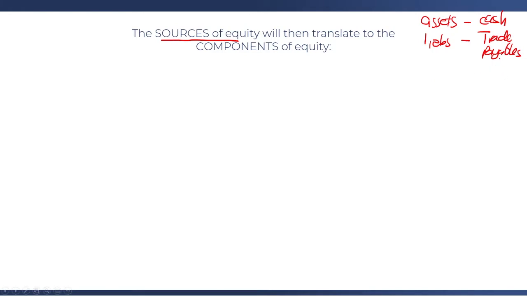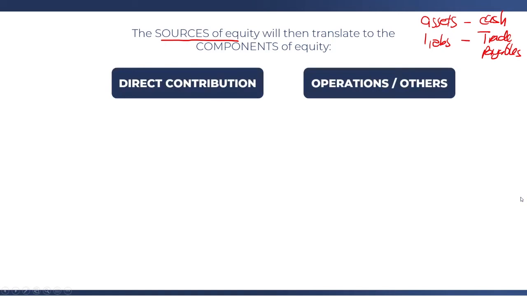So the components of equity will largely depend on its source. And this is true for almost all companies right now. Unlike assets and liabilities, the components of equity are pretty standard. We have direct contribution again, and from operations and others as the sources of equity. The direct contributions from owners, meaning those to or from the pockets of the owners, go directly into equity. They do not go through income and expenses, unlike the second one.